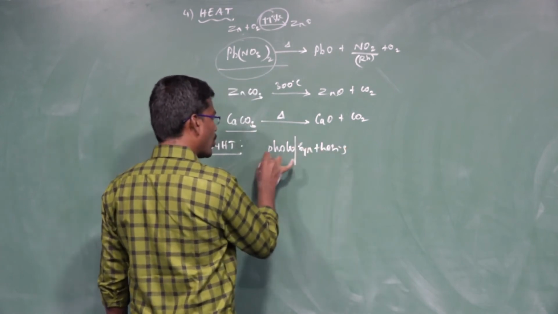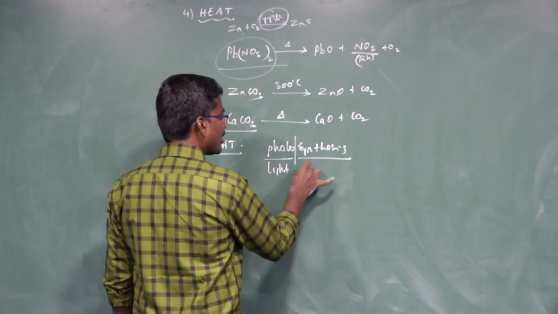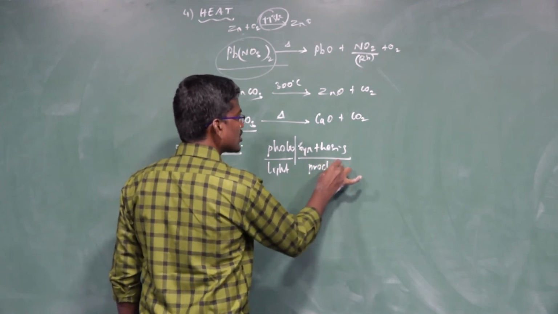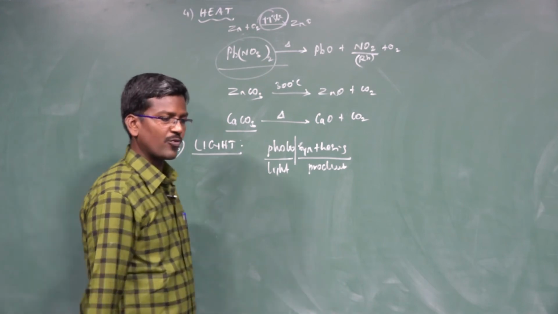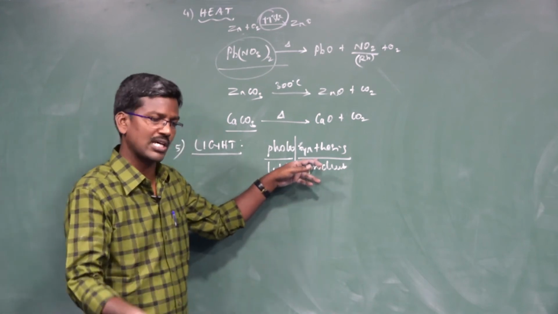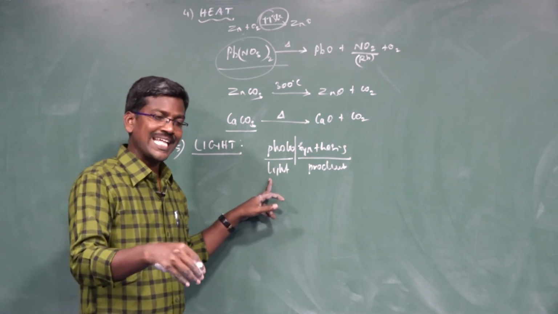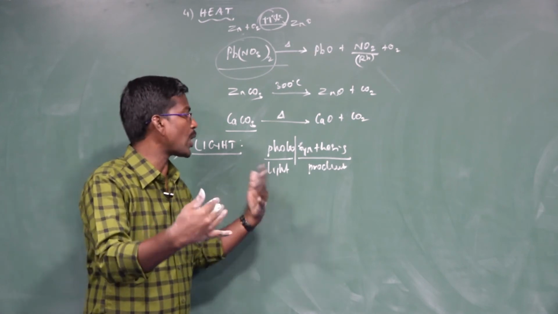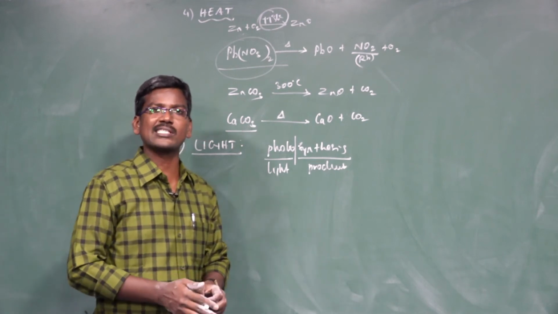What is the meaning of photo? Photo means light. Synthesis means production, to produce new compounds; new substances are formed. By using light energy, the reactant can be converted into a new product. When one or more new substances are formed, it is known as a photosynthesis process.